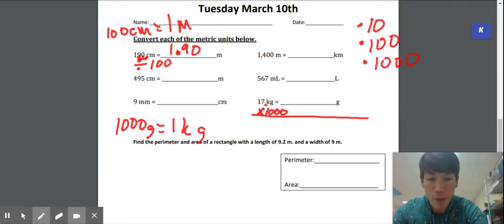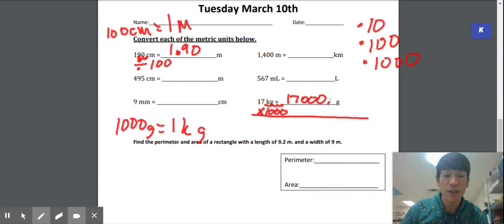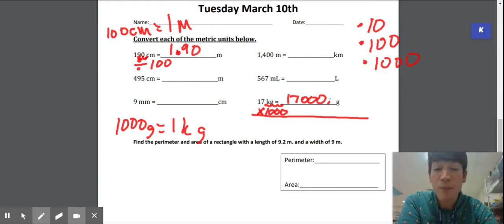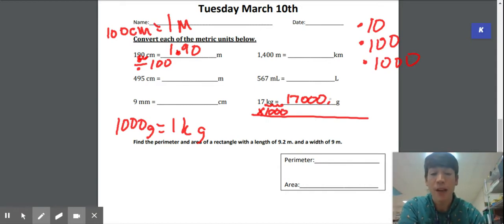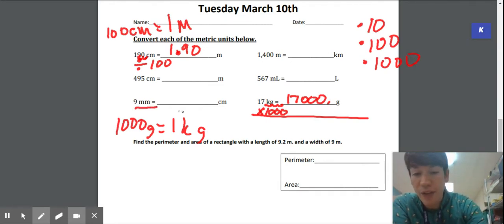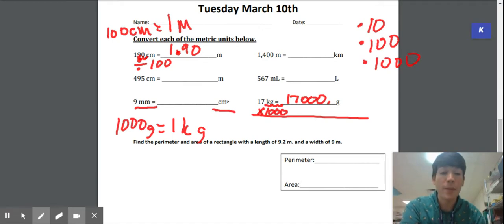Put down my decimal, move over 1, 2, 3 times, and I'm going to end up with 17,000 grams. As we practice multiplying and dividing by tens, hundreds, and thousands, this should get significantly easier. Now, a couple things to remember. Notice if we have a case like this, where we're going from millimeters to centimeters, you think of how many millimeters are in a centimeter. There are 10 millimeters in a centimeter.